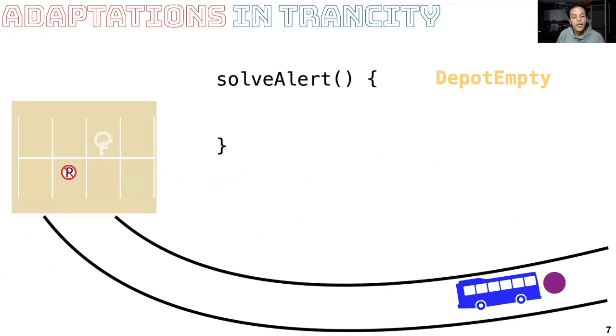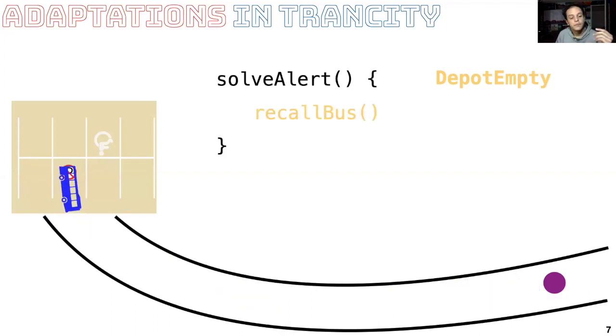Finally, we think about the bus parking lot. So in this situation, if the bus parking lot is empty, and as we saw with the previous adaptation, we need to send extra buses to particular points in a route, then we need to make sure that we have available buses. So whenever the parking lot is empty, we raise an alert again, and the solution for this alert is just to recall the bus back into the parking lot.